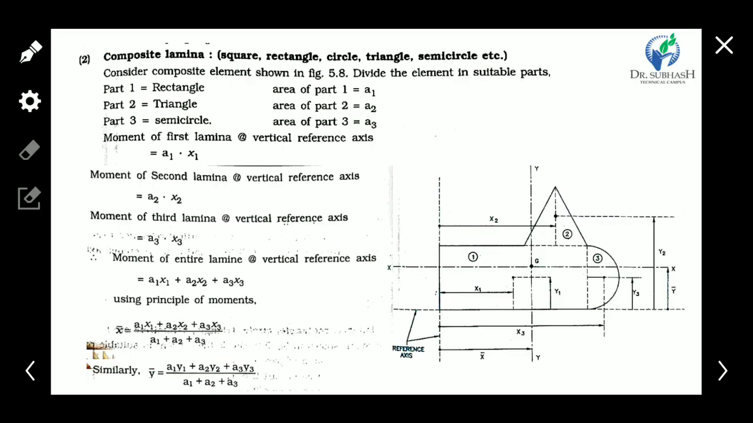Now for a composite lamina or composite planes, here three composite areas or planes are given. First is a rectangle, second is a triangle, and third part is a semicircle. Okay, three planes are there.